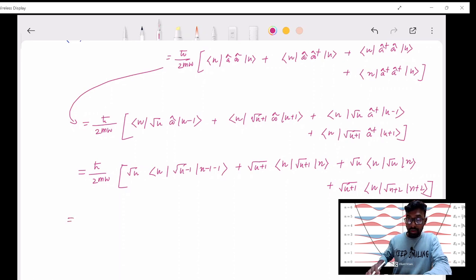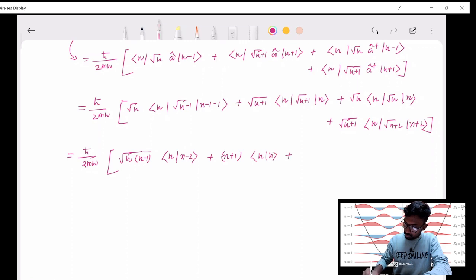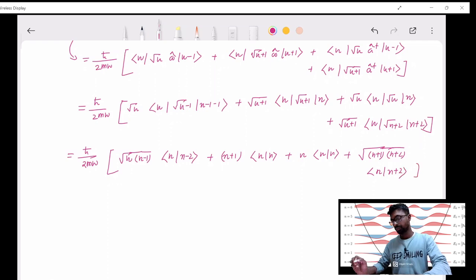Okay, so we finally get a very beautiful result. This is equal to ħ upon 2mω times root n into n−1 ⟨n|n−2⟩ plus (n+1)⟨n|n⟩ plus n⟨n|n⟩ plus root n+1 into n+2 ⟨n|n+2⟩. I think you get a very good result.